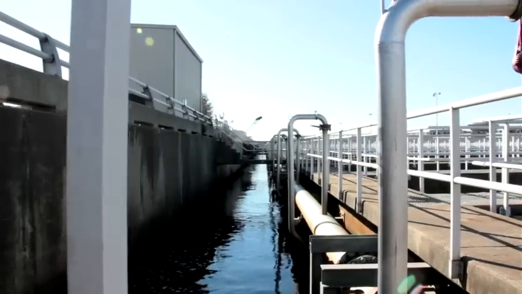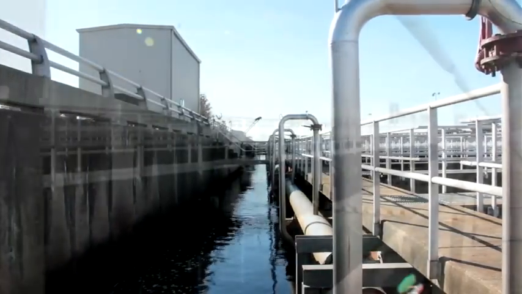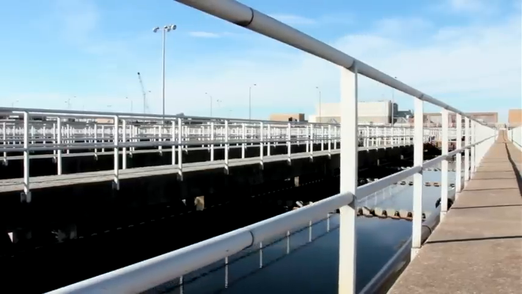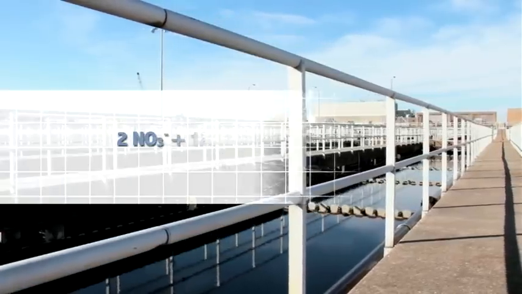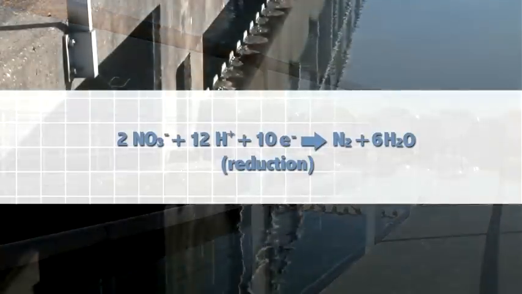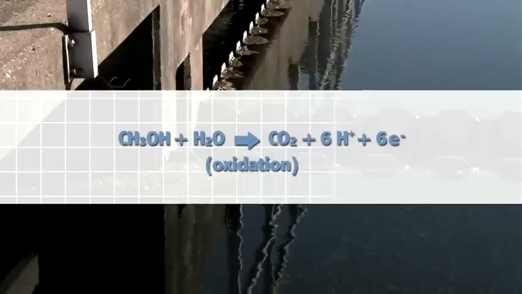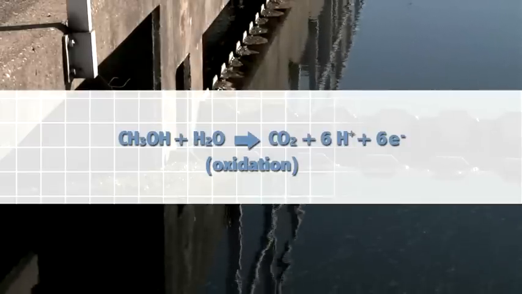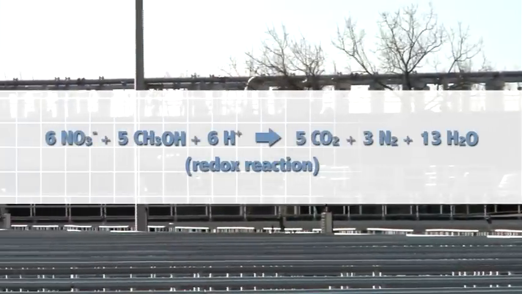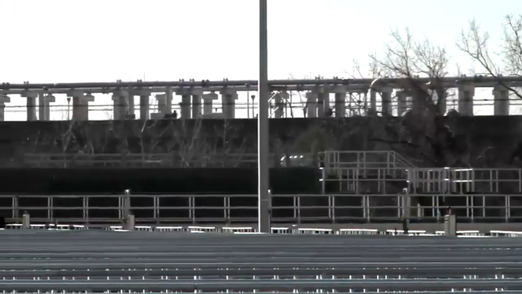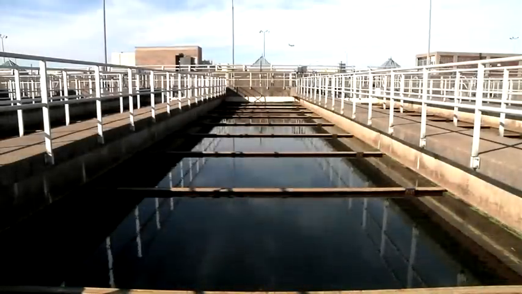This is a reaction that requires another substance to be oxidized as the nitrate is reduced. Methanol is one of the best choices for such a substance because it's usually present in wastewater. Nitrate is reduced to nitrogen according to the following reaction. Methanol is oxidized to carbon dioxide as follows. These reactions occur together in what chemists call an oxidation-reduction reaction, or redox reaction. At the end of this process, the bacteria sink to the bottom, leaving clear water at the top.